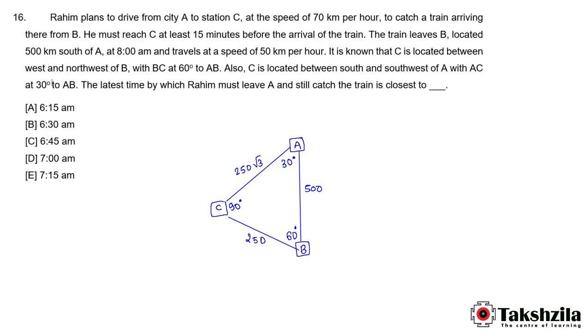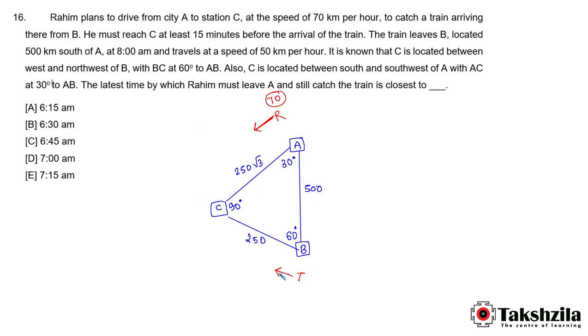Now let's read the question again. We are done with the location of city A, B and C and the distances between these cities. After that, Rahim plans to drive from city A to city C. So basically Rahim is over here, supposed to travel in this direction with a speed 70 km per hour, to catch a train arriving there from city B. It means train is going to travel in this direction, city B to city C.